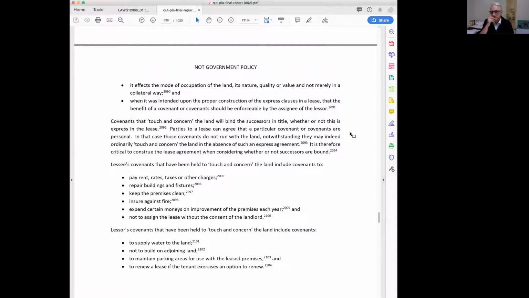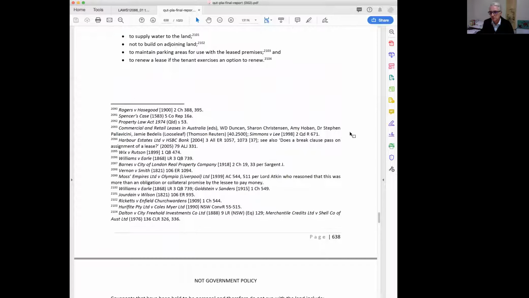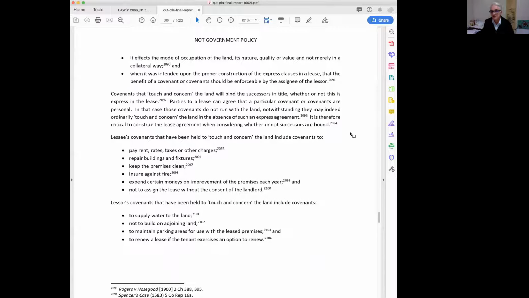We can see a bit further down on page 638 of the report that lessees' covenants that have been held to touch and concern the land include, for example, the payment of rent, rates, taxes and charges, repair to buildings and fixtures, keeping the premises clean, insurance, monies in relation to improvement, and not to assign the lease without consent of the landlord. Right?